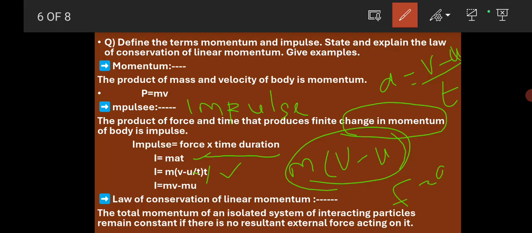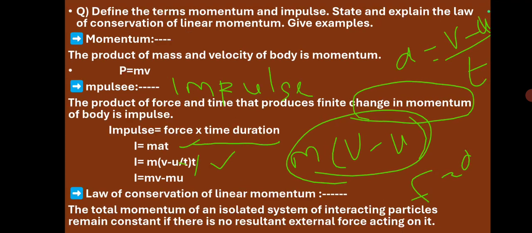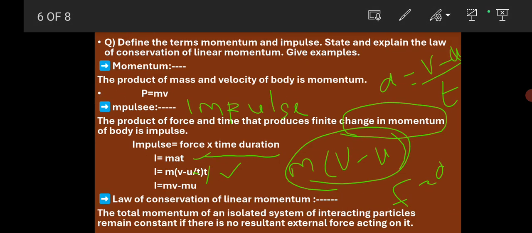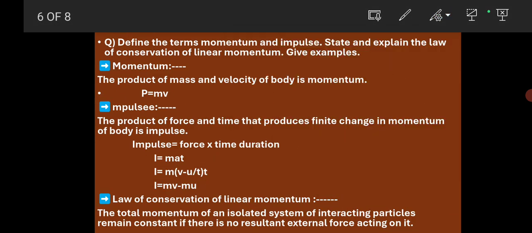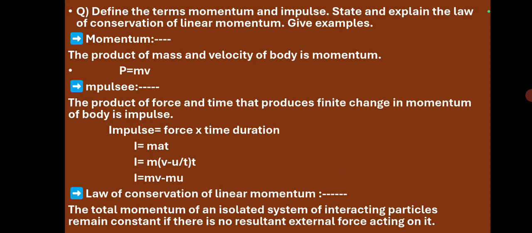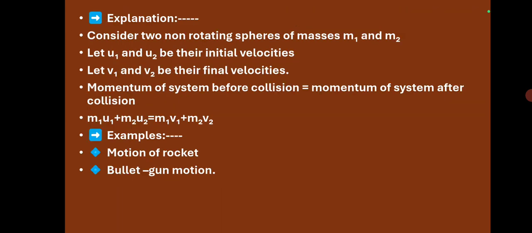What he is saying: when external force is equal to 0, or when no external force acts on the body or system, the total linear momentum remains conserved or constant. The total momentum of isolated system of interacting particles remains constant if there is no resultant external force acting on it. Explanation. Here let us consider 2 non-rotating spheres of masses m1, m2.